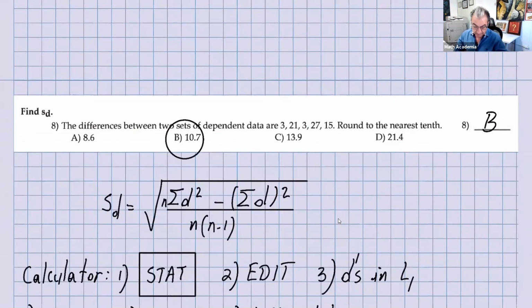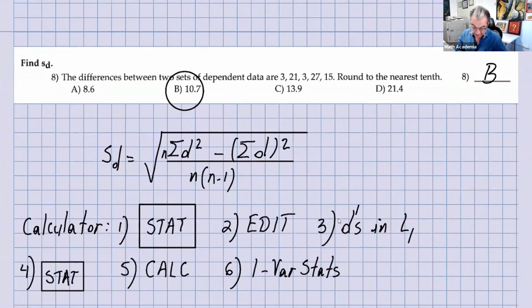Number 8, S sub D. This is the standard deviation of the differences. The differences between two sets of dependent data are 321, 327, 15. So we have to find S sub D. Round it to the nearest tenth.